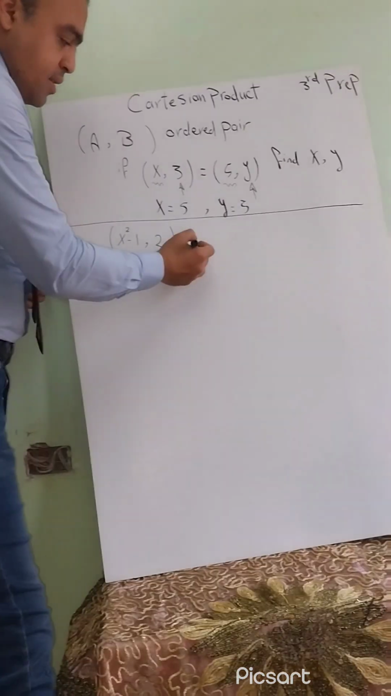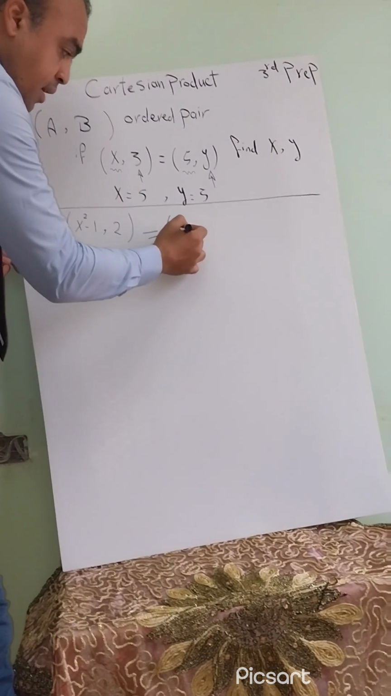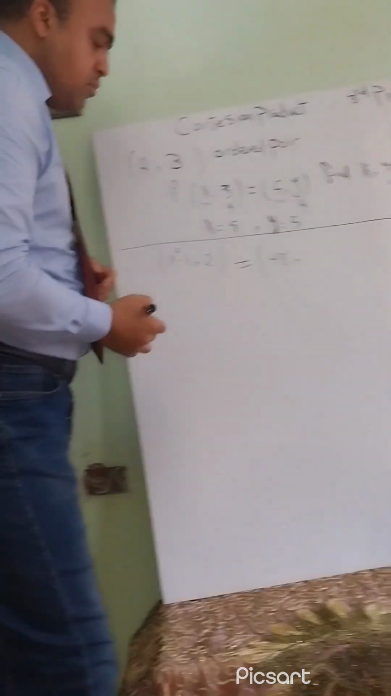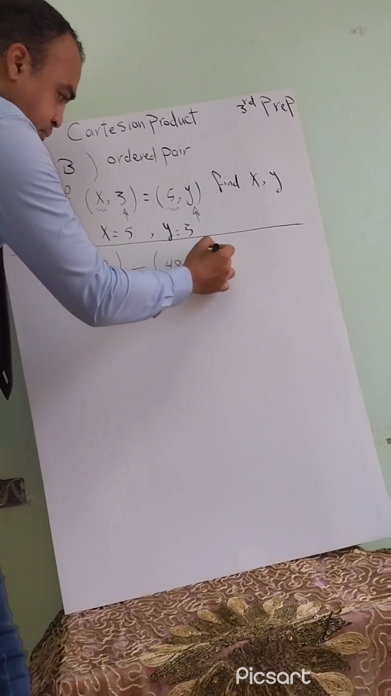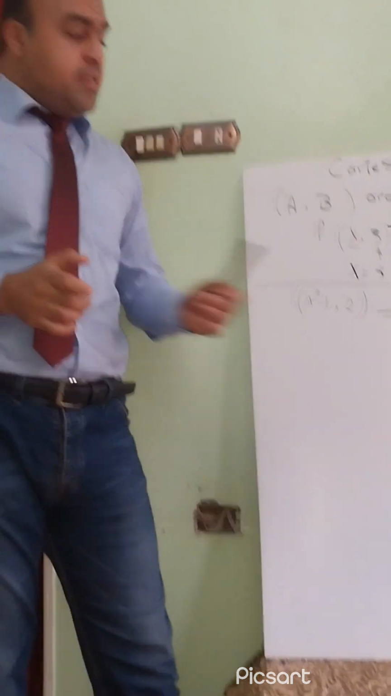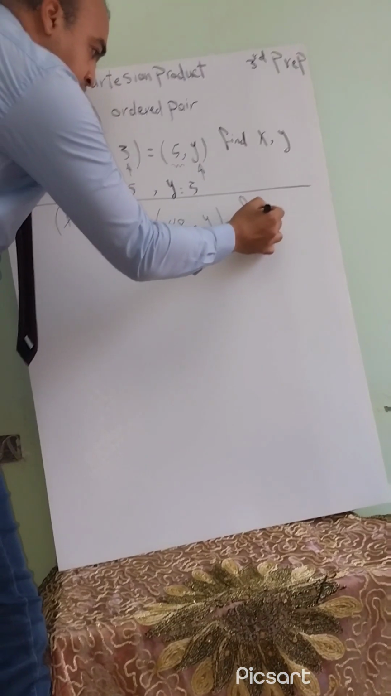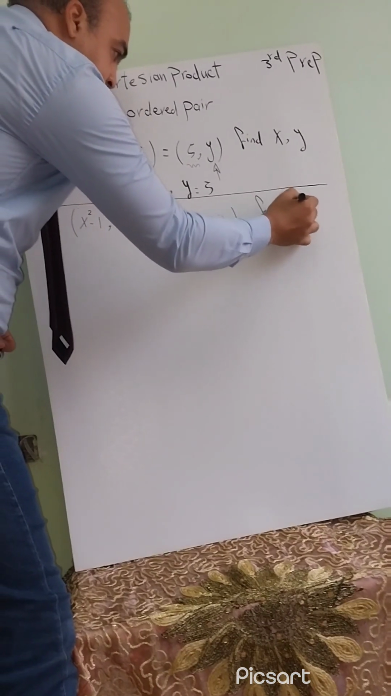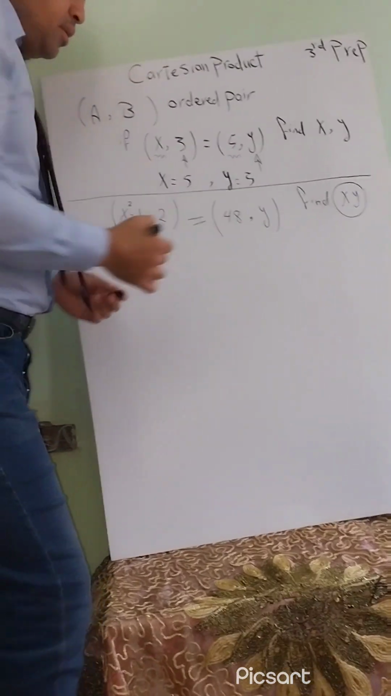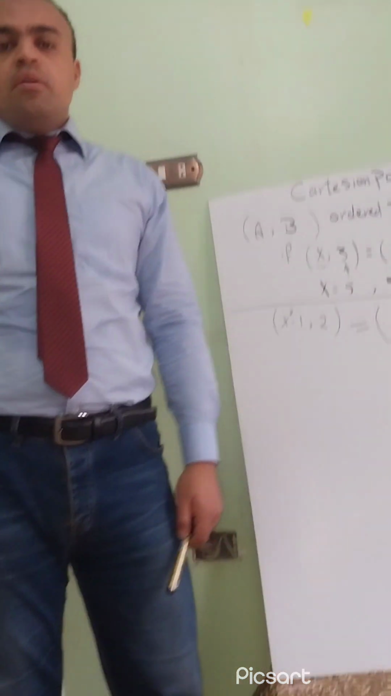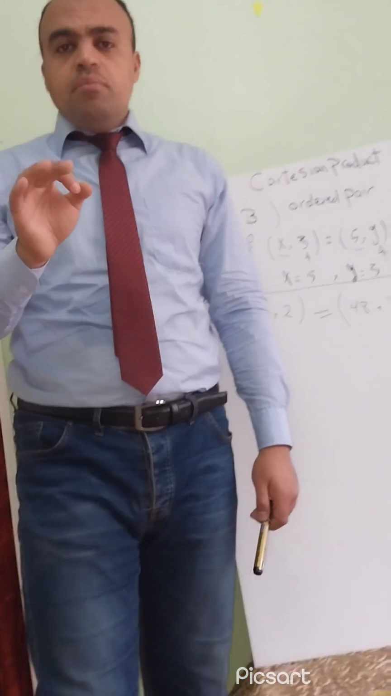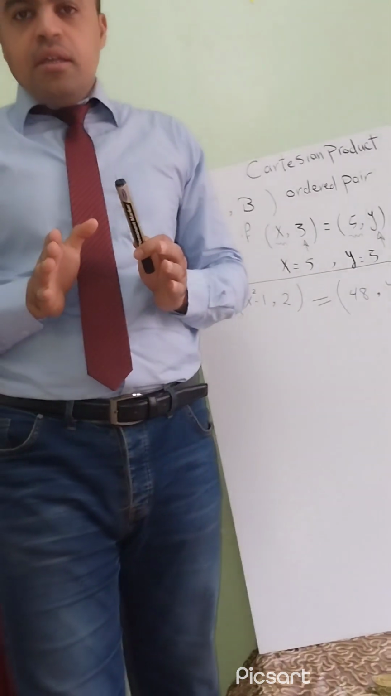And he said that this ordered pair is equal to the second ordered pair 48 and y. This is the second ordered pair. And he asked me to find the product of x, y. ده كده معناه البرودكت بتاع الـ x y. البرودكت بتاع الـ x y معناه إني بجيب الأول قيمة الـ x وبجيب بعدها قيمة الـ y.